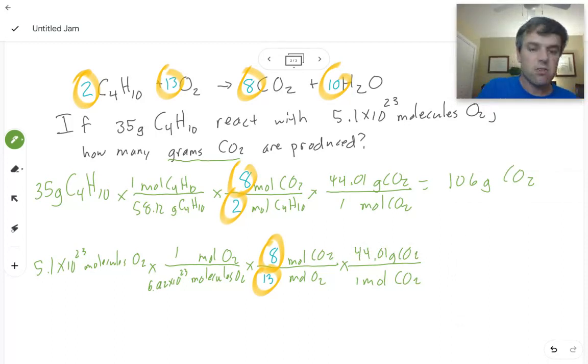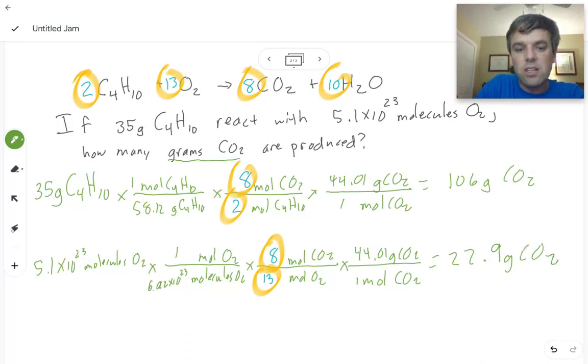And so when we work this one out, 5.1 times 10 to the 23rd divided by 6.022 times 10 to the 23rd times 8 over 13 times 44.01 over 1. I'm coming up with 22.9 grams of carbon dioxide. 22.9 grams is smaller than 106 grams, so that is our answer.